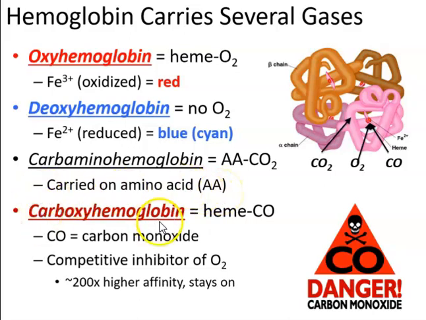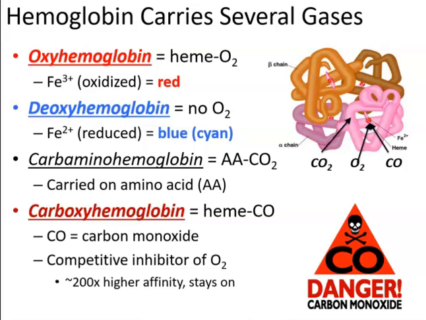Now carboxyhemoglobin, this is when we have heme bound to carbon monoxide, and we know that carbon monoxide has a higher affinity for hemoglobin compared to oxygen, so carbon monoxide acts as a competitive inhibitor of oxygen. It has greater than 200 times a higher affinity for hemoglobin. That's why carbon monoxide is very serious. And carbon monoxide poisoning is treated by giving high amounts of oxygen.